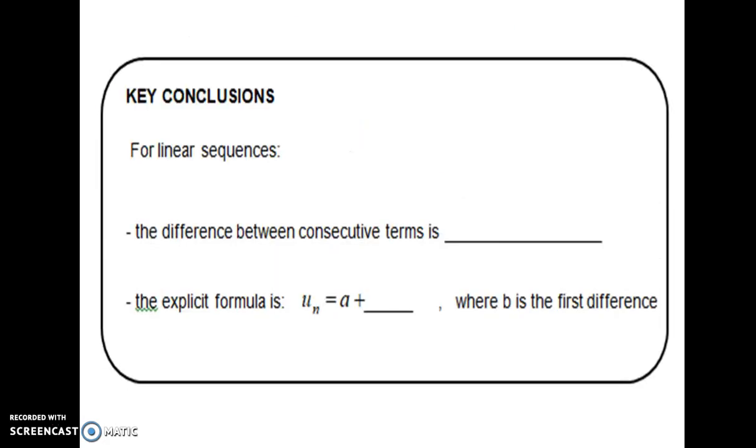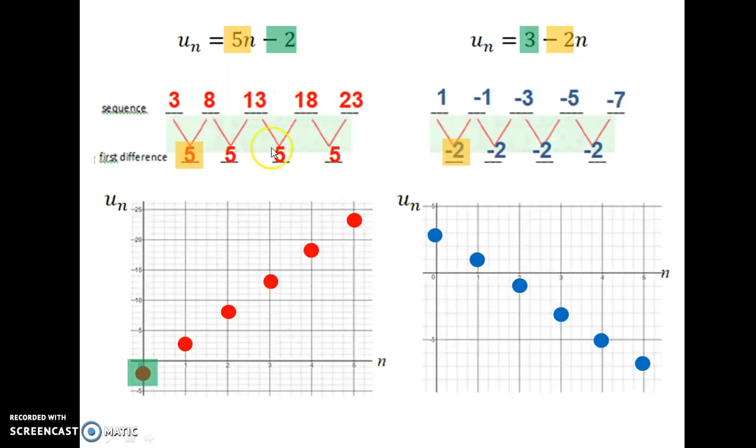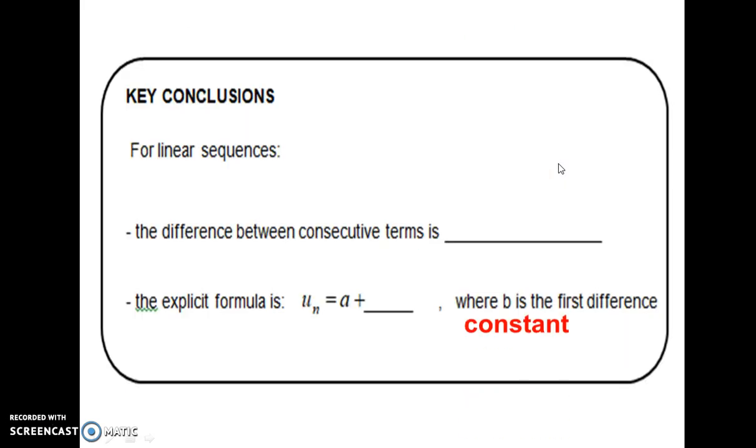We're going to do some key conclusions. One key conclusion is that for linear sequences, the difference between consecutive terms is constant. And again, that is this difference. This difference is constant. That's what tells us it's linear. And the explicit formula is then written like this. U sub n equals a, that's our y-intercept, plus we need our slope value, and we're going to use bn. So our general rule is a plus bn, and b is the first difference, right? That's that common difference, which is also the slope.